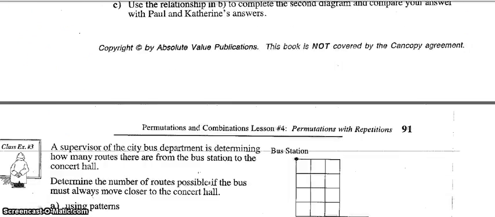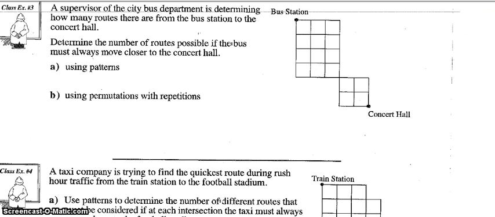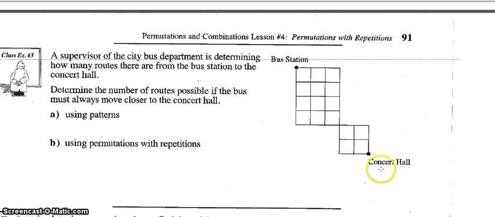So let's try another one. So let's say this one. Okay, I want to go from the bus station to the concert hall. Well, how many ways are there? You need to pass through this point. So let's call this A. So how many ways are there from the bus station to A? Well, let's count. You need to do 1, 2, 3, 4, 5, 6, 7 steps. All right, so 7 factorial.